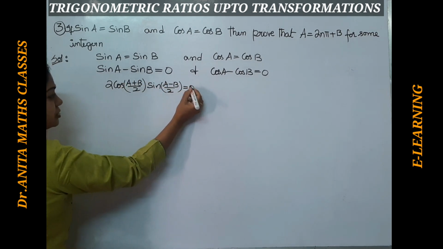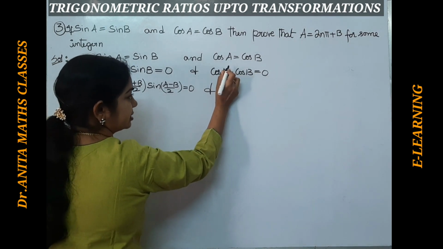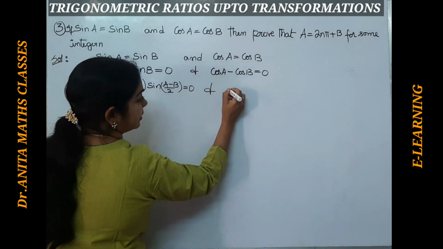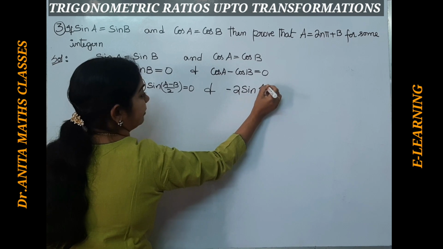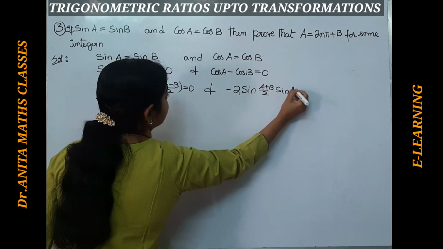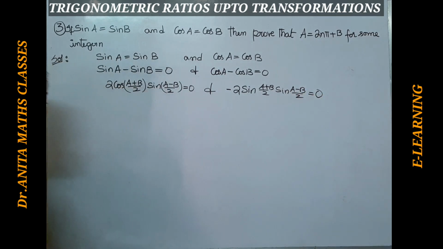So this equals 0. And here also we will apply the transformations, sum to the product. So this is minus 2 sin((A+B)/2) sin((A-B)/2). So this is also equal to 0, given.